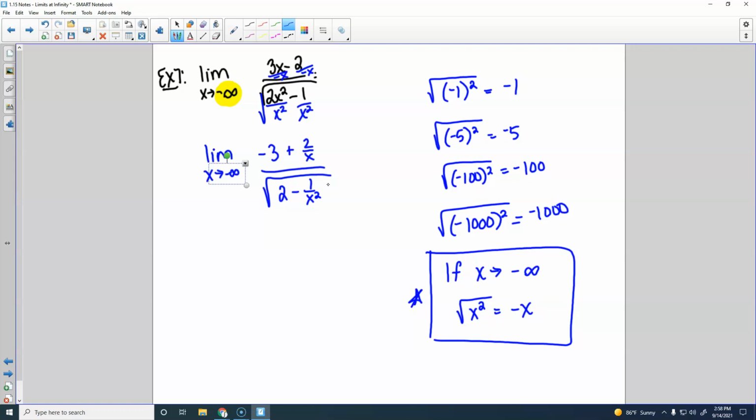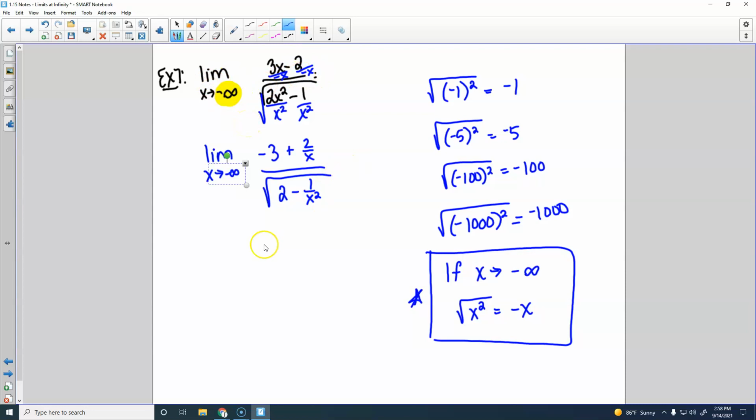So it's just like the last problem we did. But in the last problem, all of our x values were positive. X squared equaled just regular x because everything was positive numbers as we approach positive infinity. So up here we're dividing by negative x this time instead of positive x.